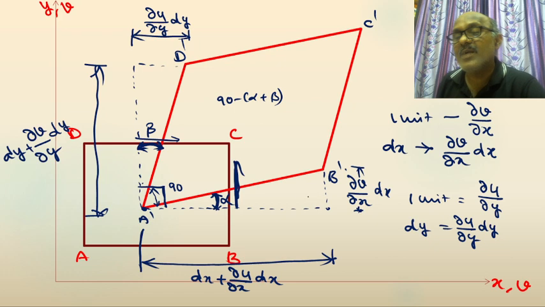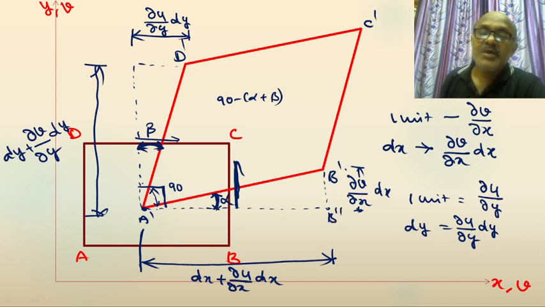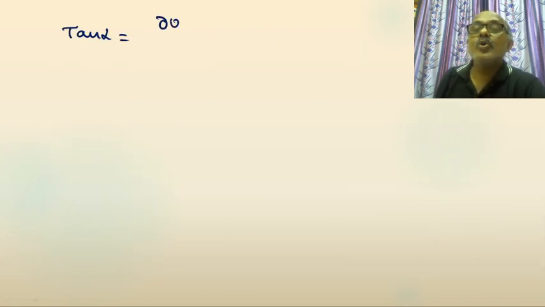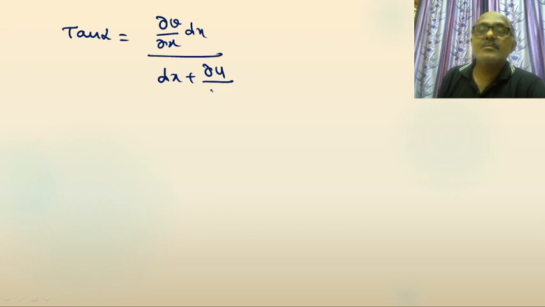Now, tan alpha is equal to, from this, what is the tan alpha? Tan alpha is nothing but the opposite side, dou v by dou x into dx, over the adjacent side. I considered this as A dash B double dash. So from this triangle A dash, B double dash, B dash, tan alpha is dou v by dou x into dx divided by dx plus dou u by dou x into dx. Now dou u by dou x is a smaller term.